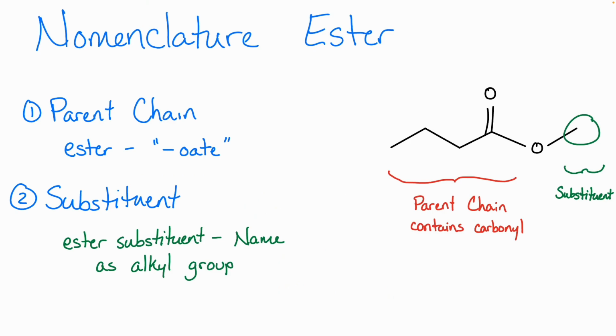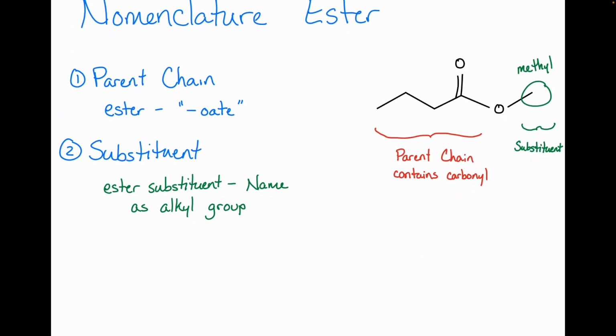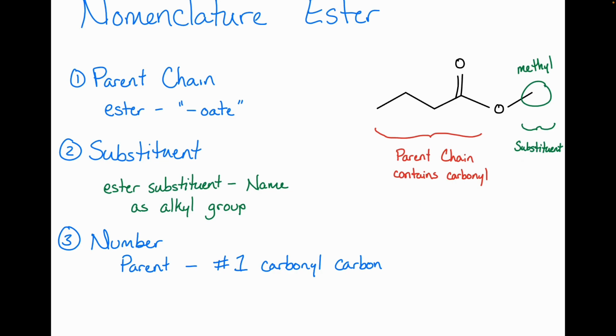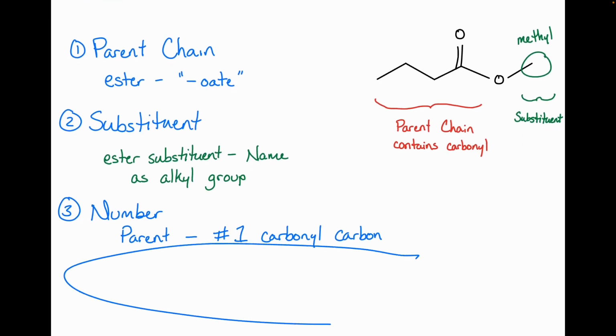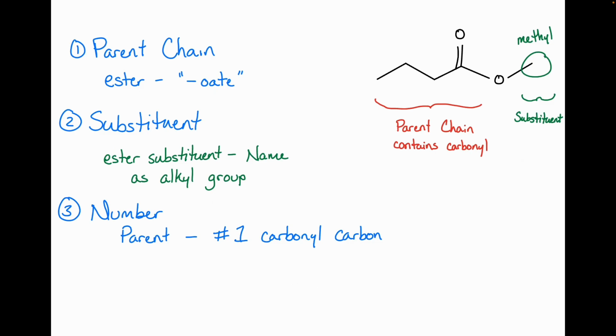So if this was my substituent in this molecule here, what would the name of that substituent be? 1 carbon. So this is just a methyl group here. All right, but clearly we're gonna have to build this into our name in a slightly special way here. Okay, so next we would number our parent chain. Again, number one is that carbonyl carbon. Okay, I'm gonna leave a little bit of room down here though, because we're gonna add to this numbering business.